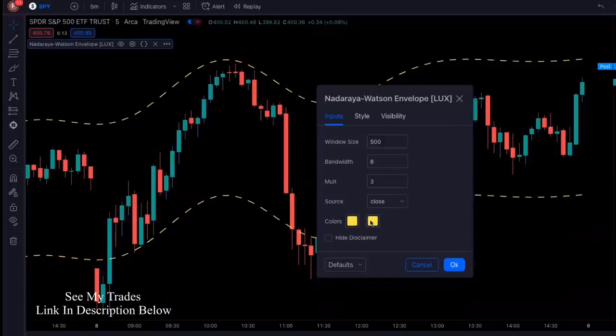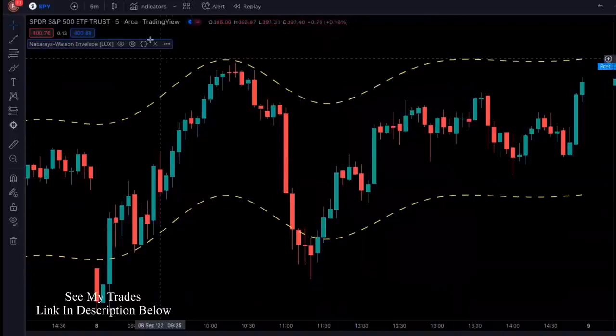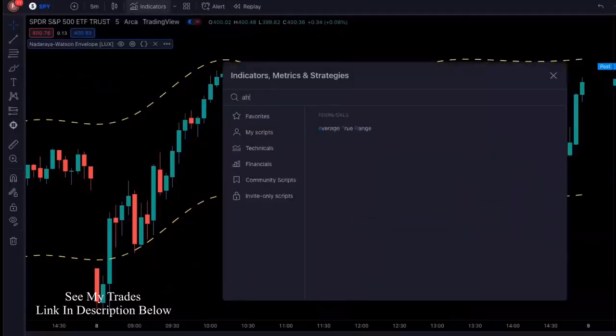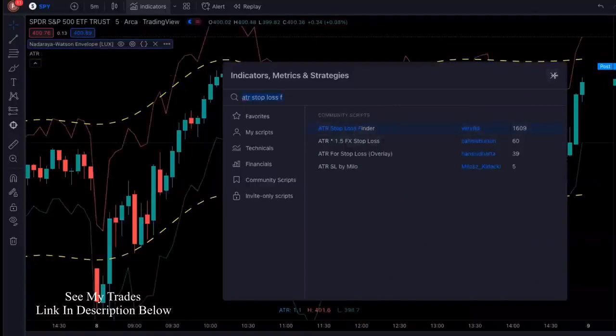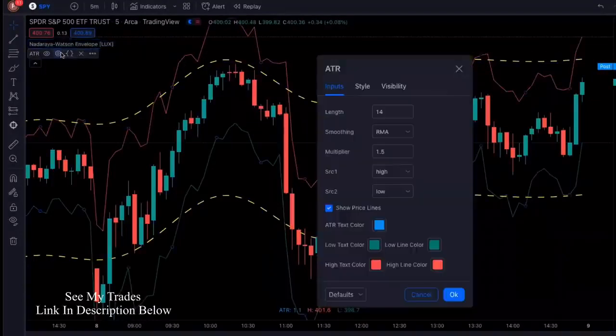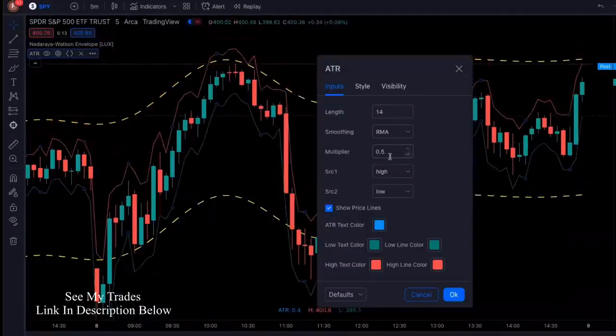So this is done right here. Click OK. Then the other 2 indicators we're going to add. The next one is going to be the ATR stop loss finder by VeryFid. Add that. We're going to make some changes to that one as well. Go into settings. And here we're going to do the multiplier. Instead of 1.5, we're going to change this to 0.5.